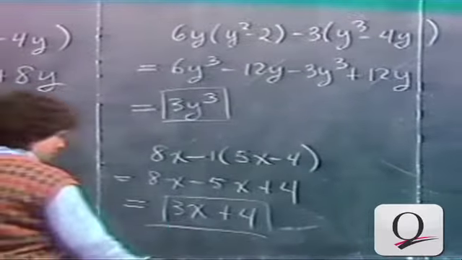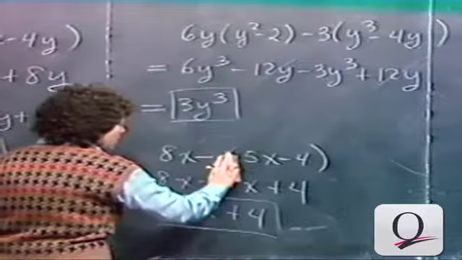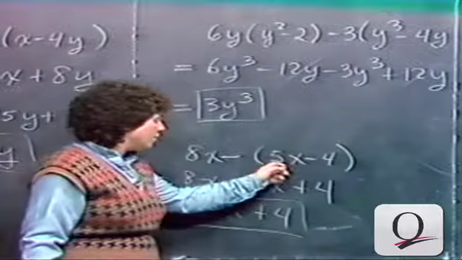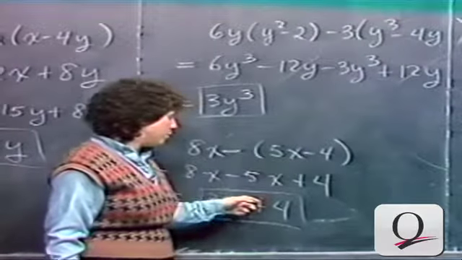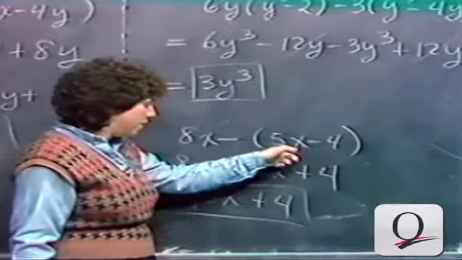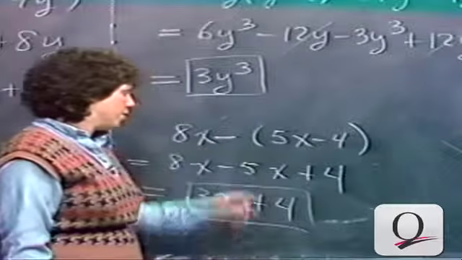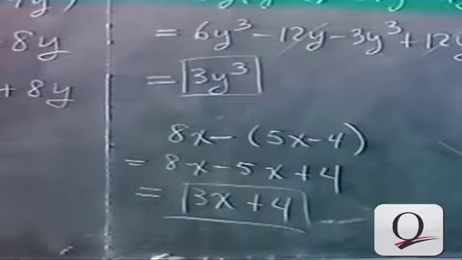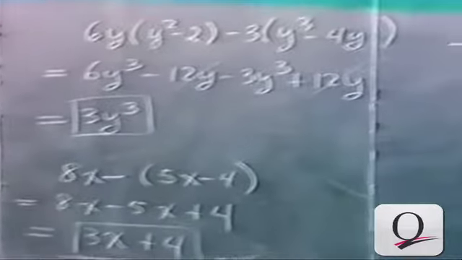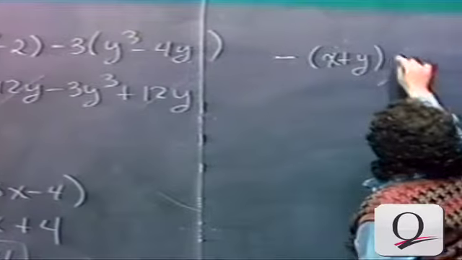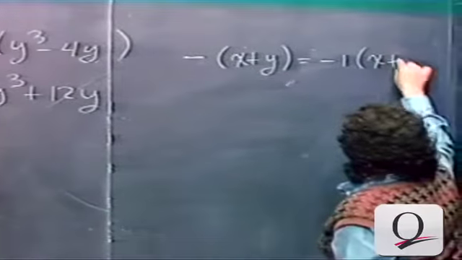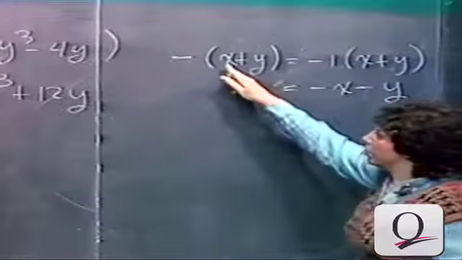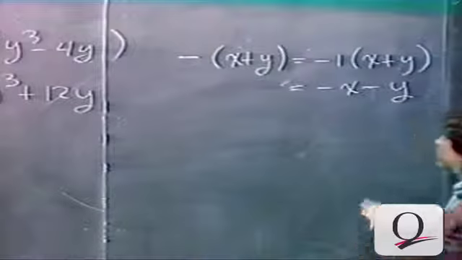So we see that the minus sign preceding the parentheses has the effect of changing the signs of every term in the parentheses. So minus 5x and then the plus 4, because it has the effect of multiplying by minus 1. So for example, in general, we have minus x plus y. This means minus 1 times x plus y, or minus x minus y. It changes the sign of every term in the parentheses.